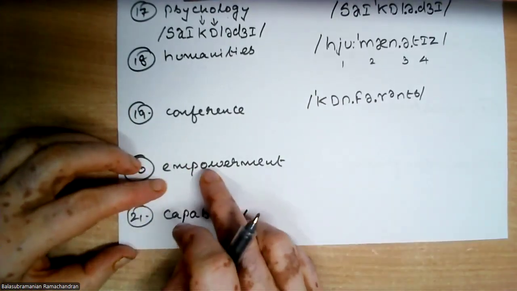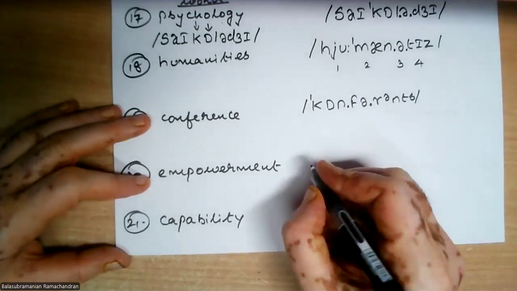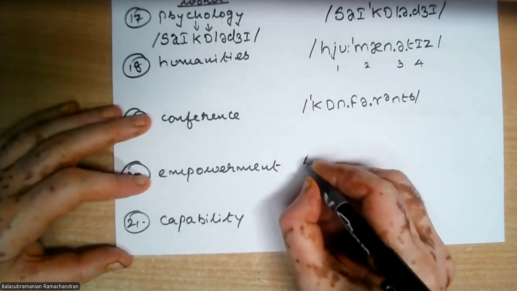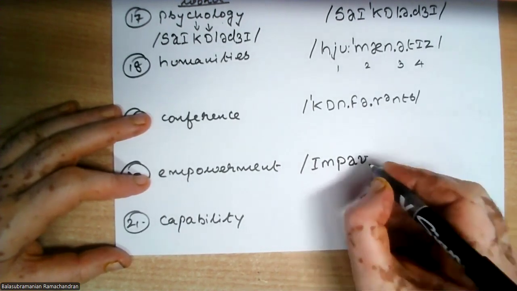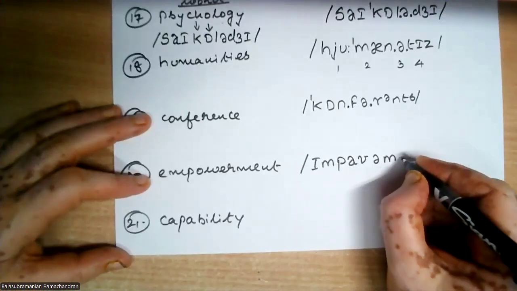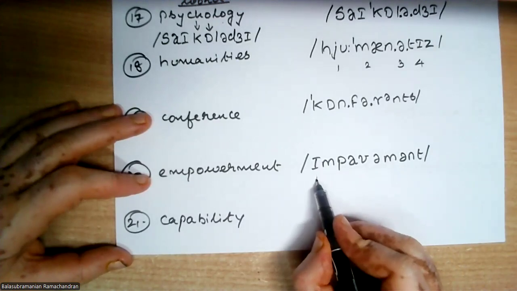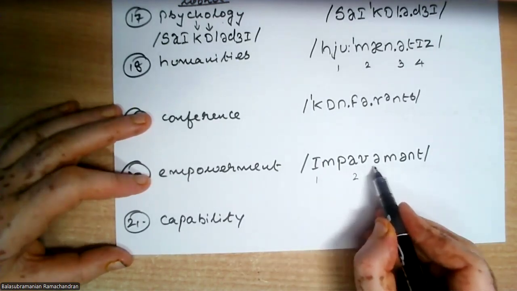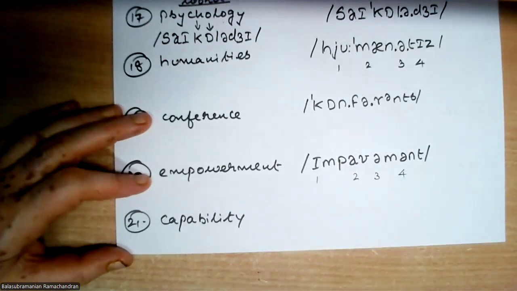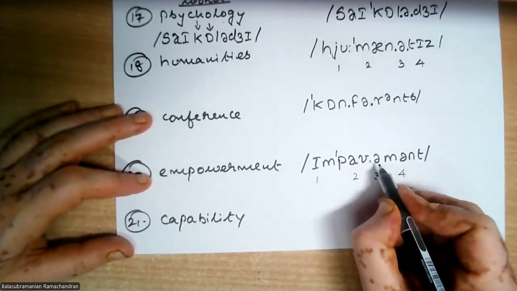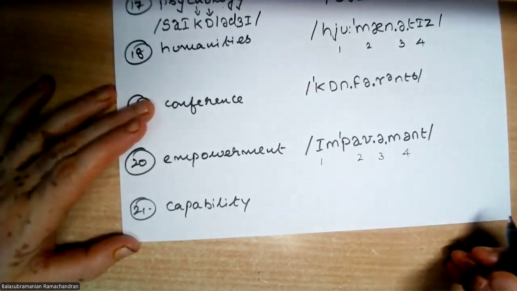E-M-P-O-W-E-R-M-E-N-T. And the pronunciation goes like this: empowerment. So how many syllables are there? 1, 2. You may think of this as a triphthong. No. 3, 4. Okay. Empowerment. Let's move on to word number 21.